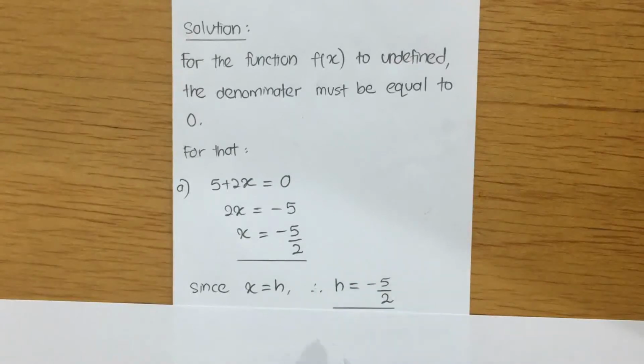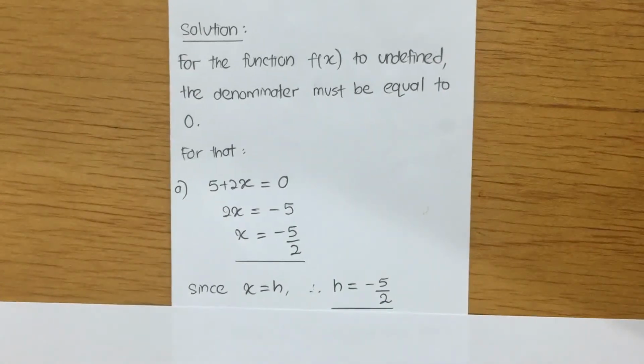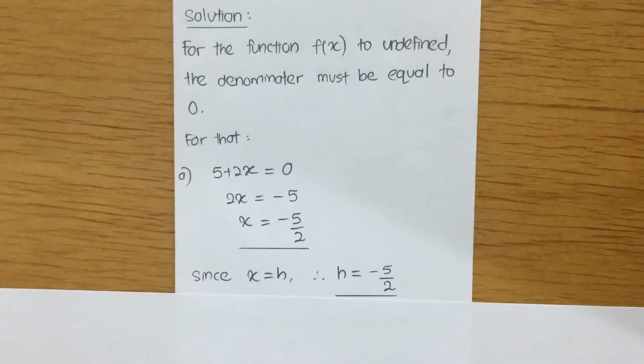What does this mean guys? This means that when you substitute x equals negative 5 over 2, your answer will be undefined. Let us continue for question part B.